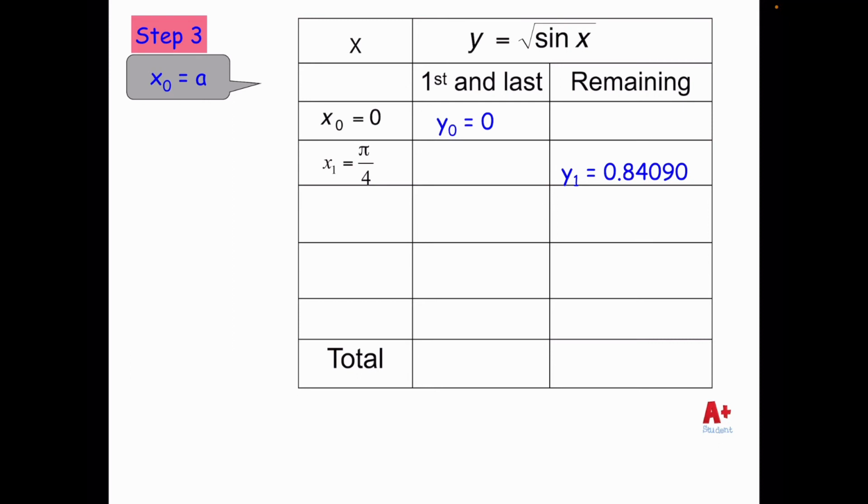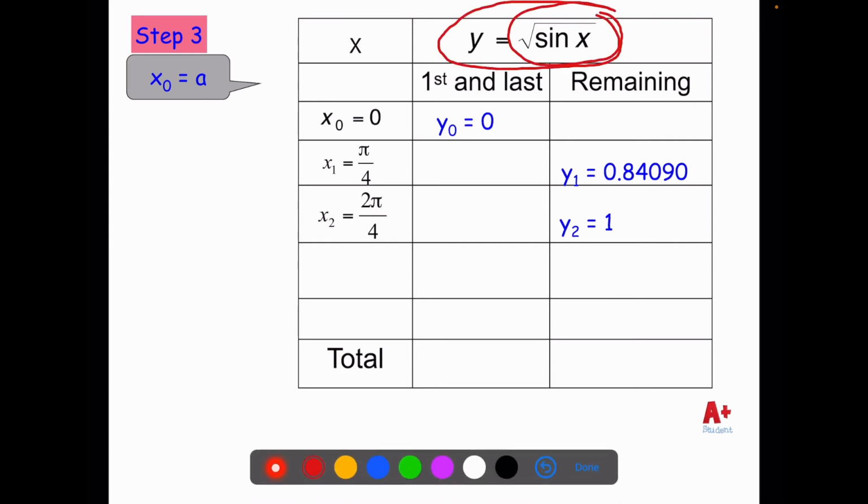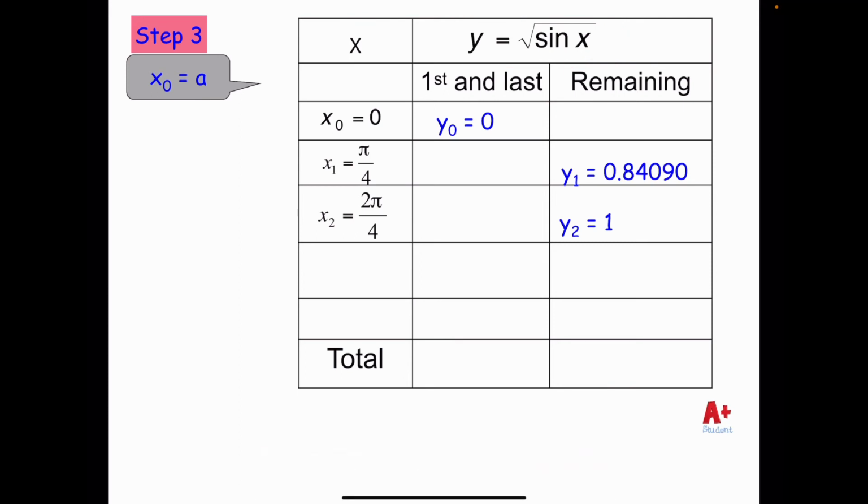Next, pi over 4 plus pi over 4 equals to 2 pi over 4. Again, repeat the process. Substitute 2 pi over 4 into sin x. And this is equals to 1. Next, 2 pi over 4 plus pi over 4 will give you x3 equals to 3 pi over 4. And then again, calculate by using your calculator. This is equals to 0.84090.